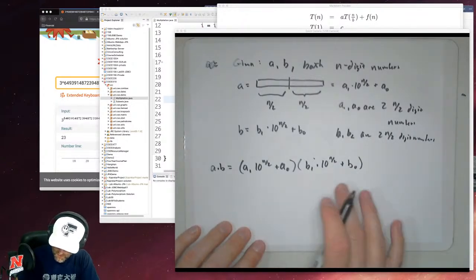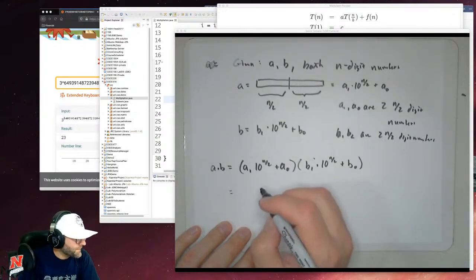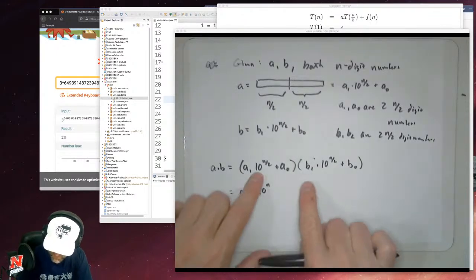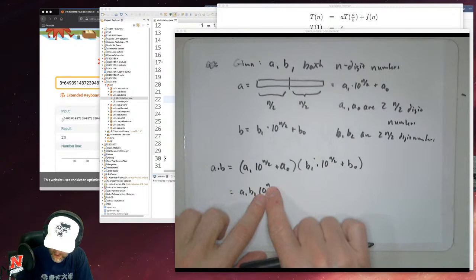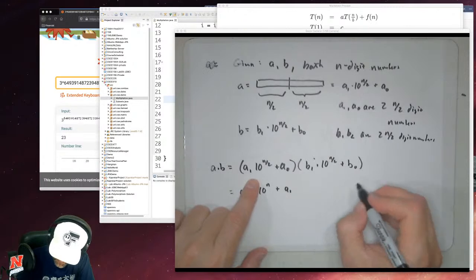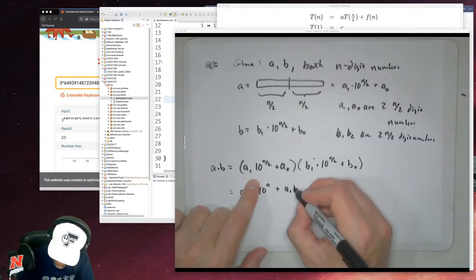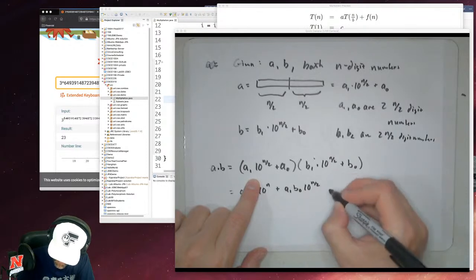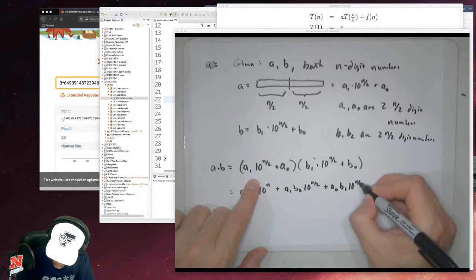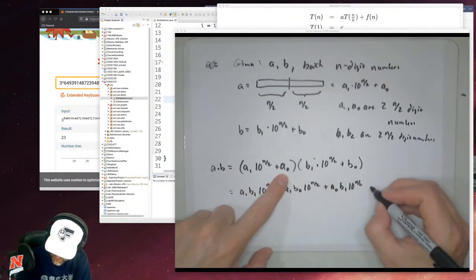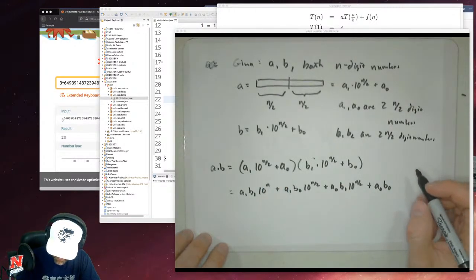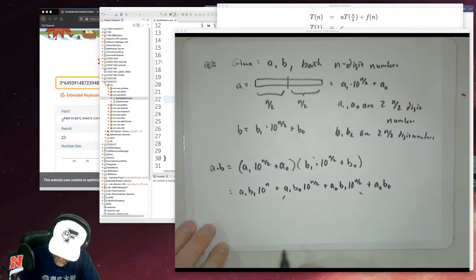Now I apply FOIL here, and I get a1 b1 10 to the n. Those 10 to the n divided by 2's combine into 10 to the n, plus a1 times b naught 10 to the n divided by 2, plus a naught b1 10 to the n divided by 2. That's the I. And finally, the L is going to be a naught b naught. There we go. Make sure I'm right. Yep. Now what I can do is expand this.